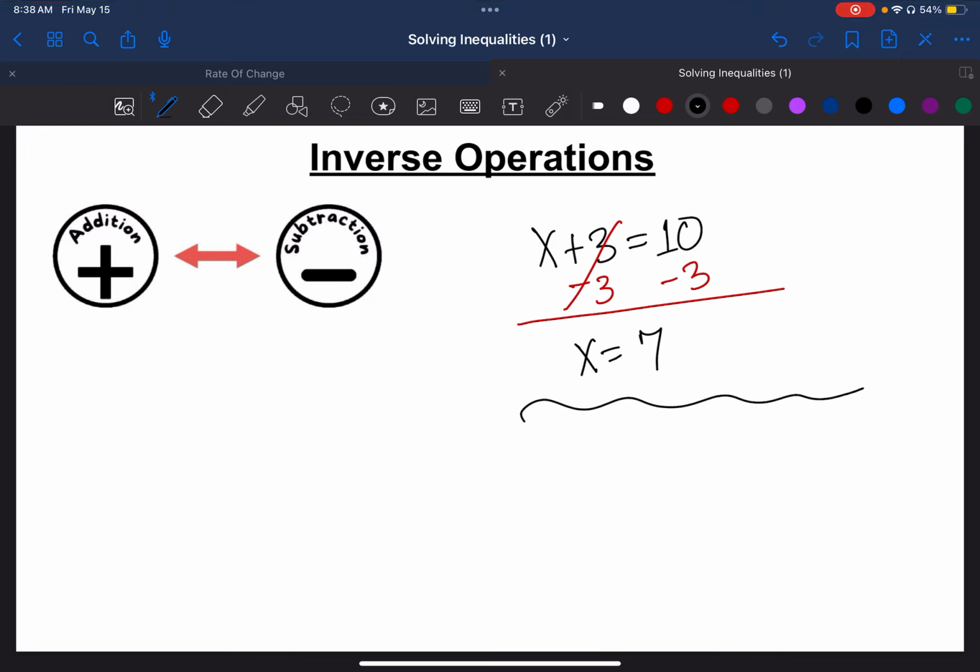In the same way, if you have something like x minus 5 equals 20, we see subtraction going on. So what we would have to do is add 5 to cancel that out. And again, we have to do it on both sides to keep balance. And that is how we get x equals 25. So that's the inverse of addition and subtraction.